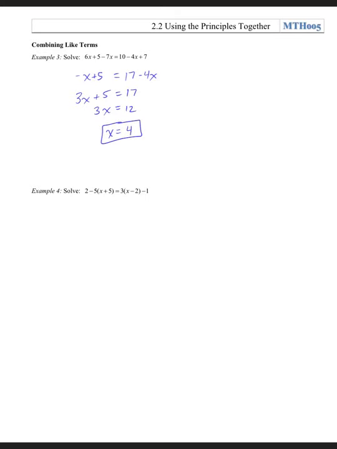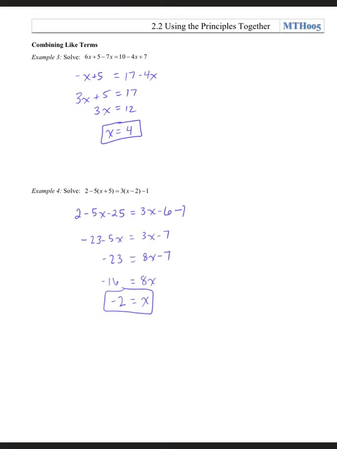Now I want you to try example 4. The only difference between this one and the previous one is that now we have to add distributing it. So go ahead and try this. Check your answer when you're done to see if you got it correct. For this one, you should have found an x equals negative 2.